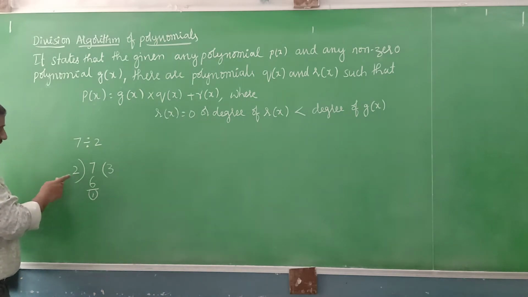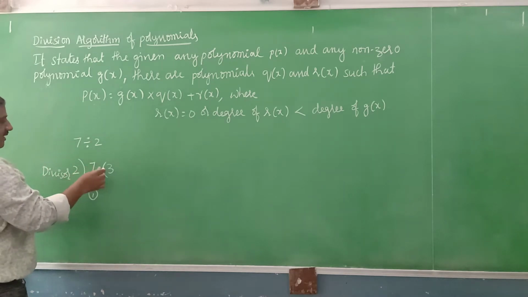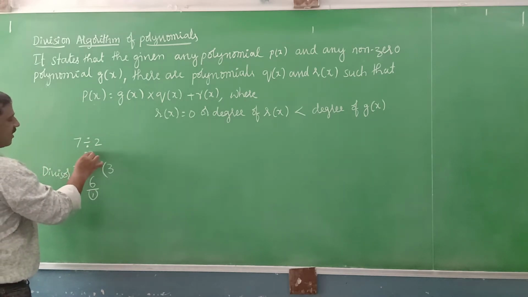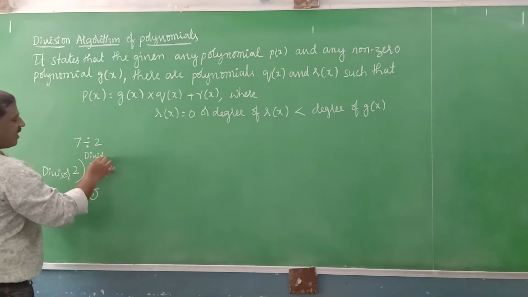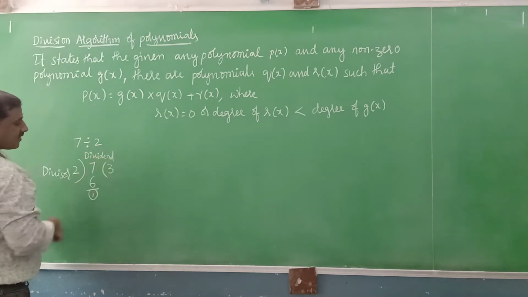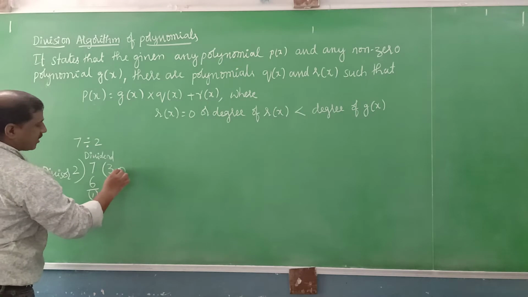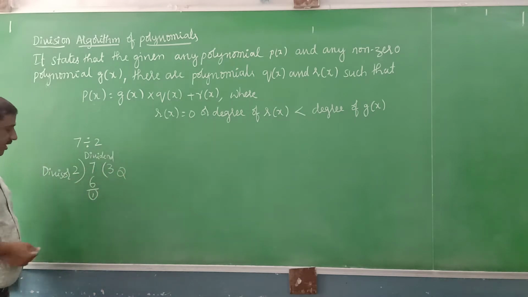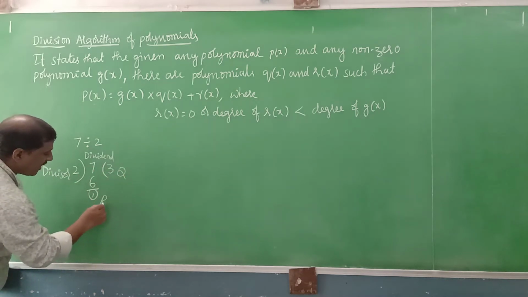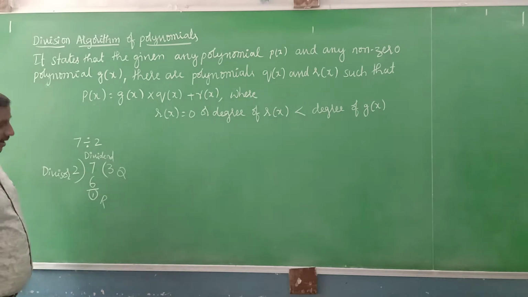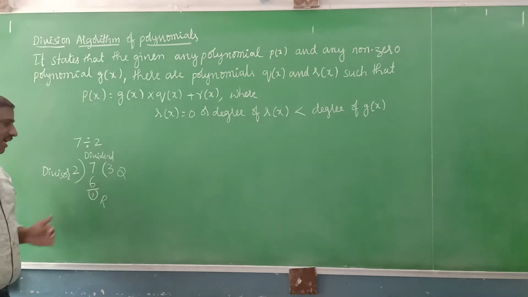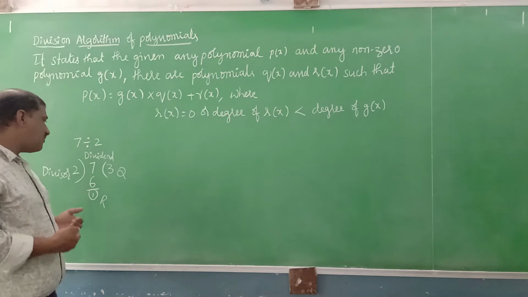This number 2 is the divisor. 7 is known as the dividend. 3 is known as the quotient. And 1 is known as the remainder.